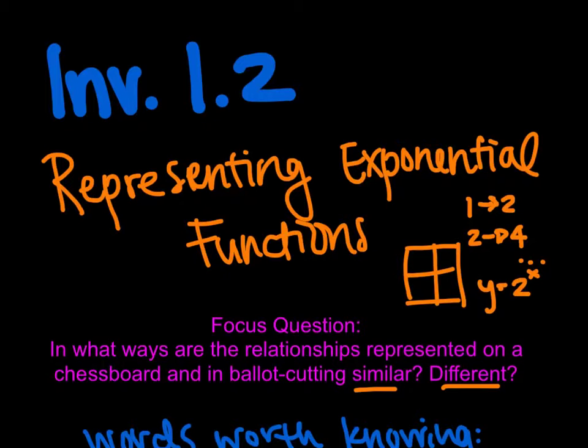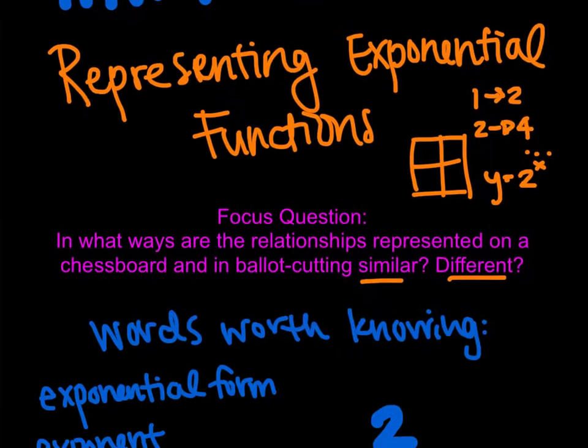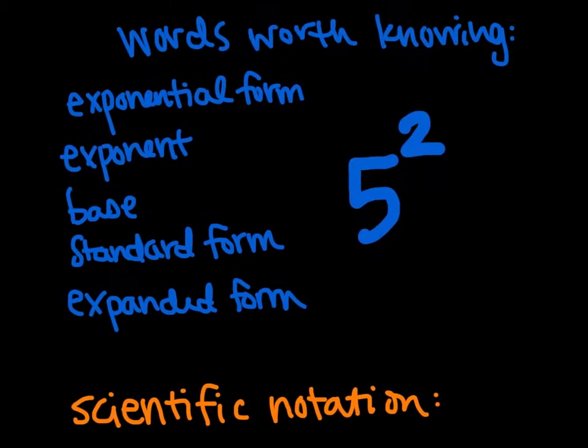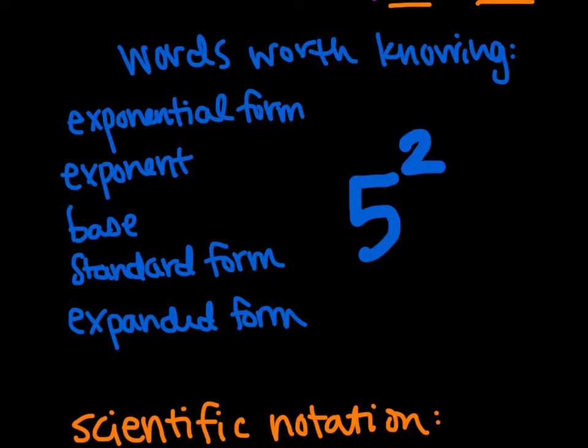So let's get a little bit of vocabulary down. Words worth knowing. We have a couple of them. First, exponential form. Then we have exponent, base, standard form, and expanded form. So, to start out with, I'm actually going to use some of these basic words, exponent and base. Right here we have a 2, and that is our exponent. You'll always see the exponent raised up above to the right of the number that you are essentially multiplying over and over again. And the exponent will tell you how many times you're going to be multiplying that number over and over. So here is our exponent.